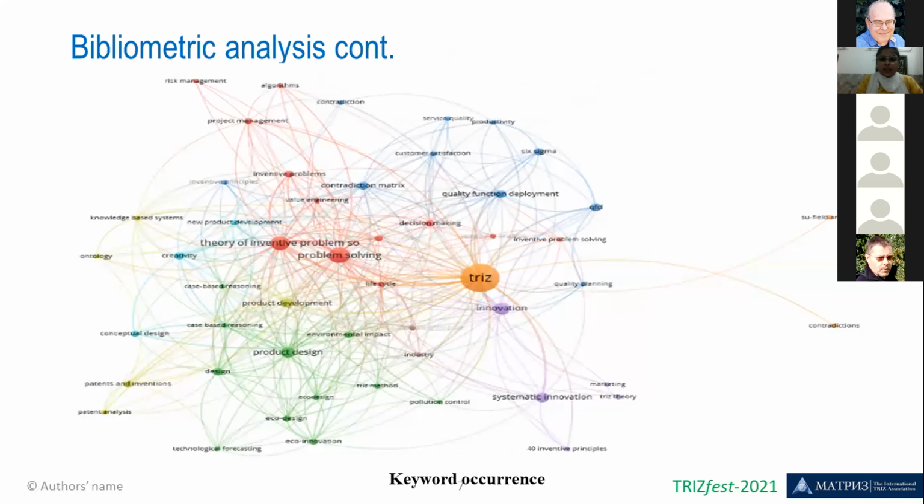This is the keyword occurrence of all the 213 documents that we have included for our bibliometric review for this study. And here you can see that most of the keywords are about product development, product design, inventive problems, quality function deployment, decision making, inventive problem solving, innovation, systematic innovations. So this was about the keyword occurrence.